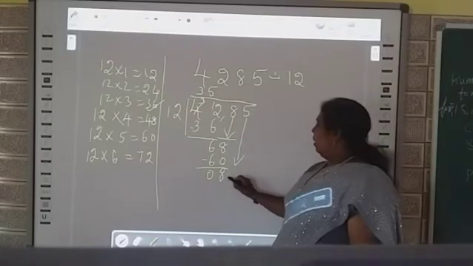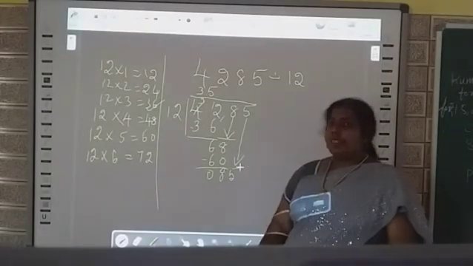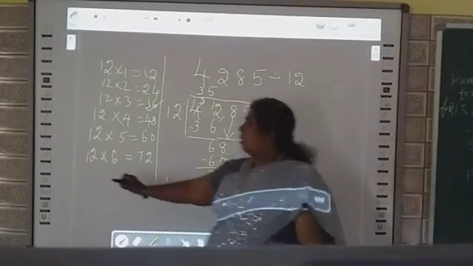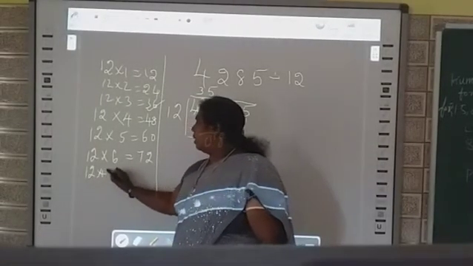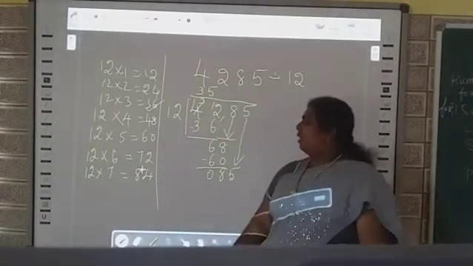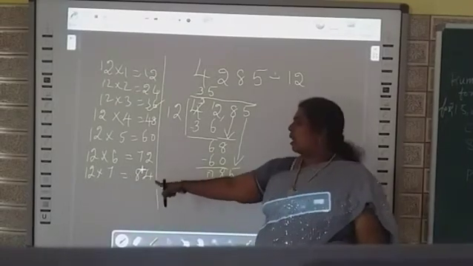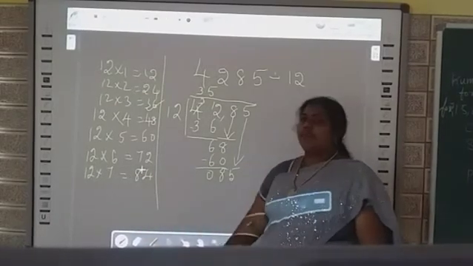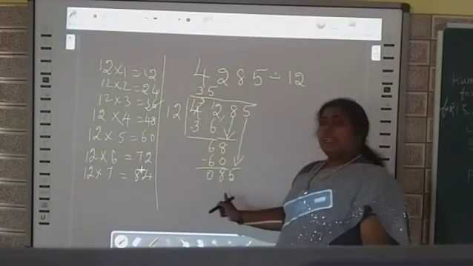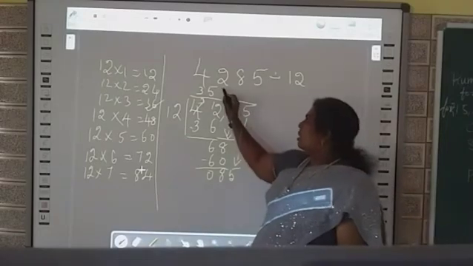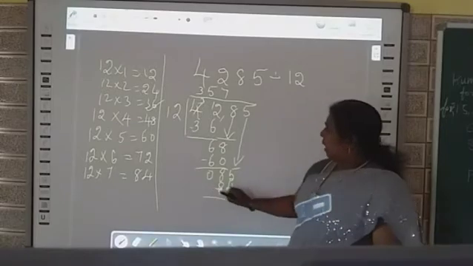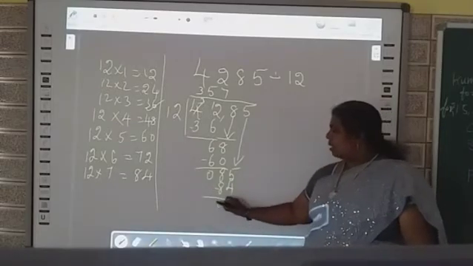So next number is here, right? That is 85. Understand? 85. So 85 means again 12th table, 6 times, then 7 times how much will it come? 84 will come, right? 12 times 7 is 84. So here how many times can you write it? 7 times. Here 85 is there, right? So 7 times 12 is 84. Now we subtract. 5 minus 4, 1. 8 minus 8, 0.